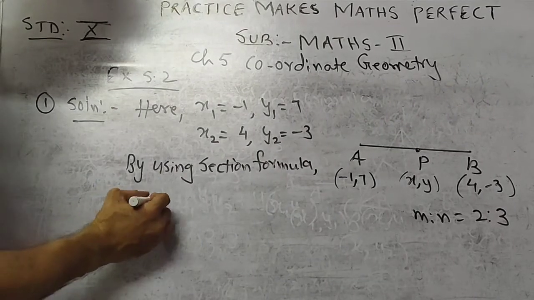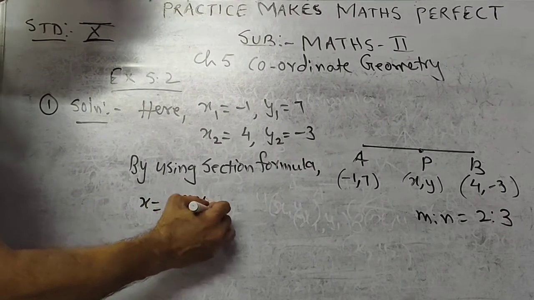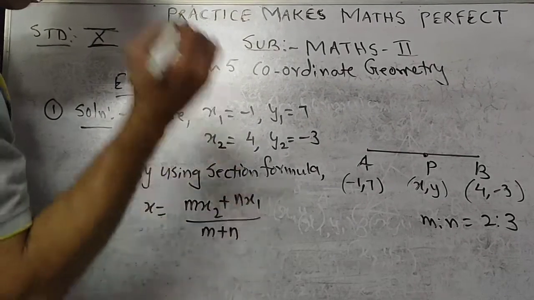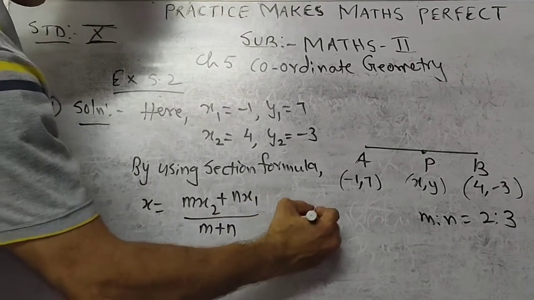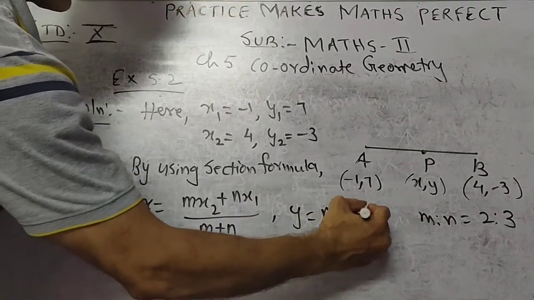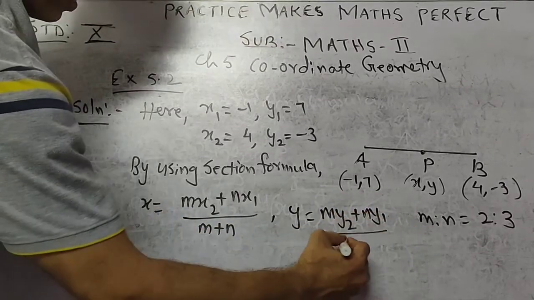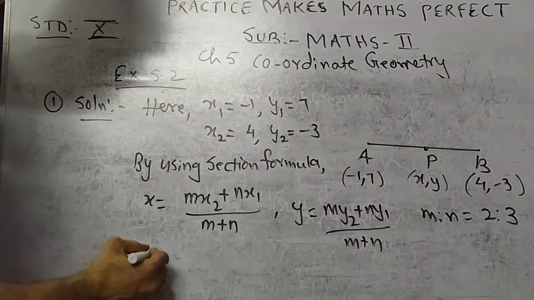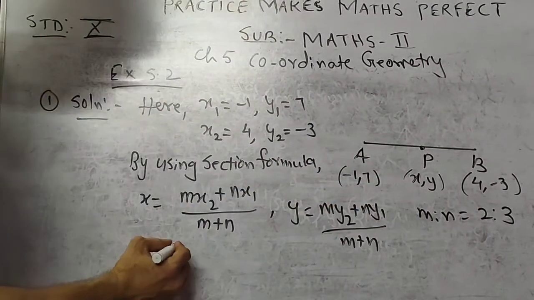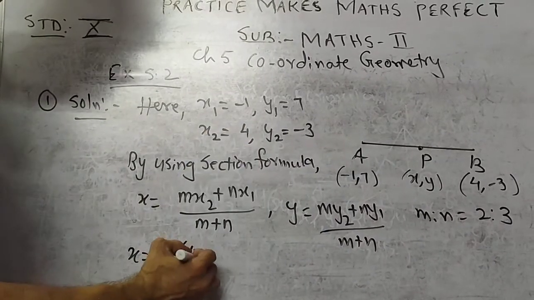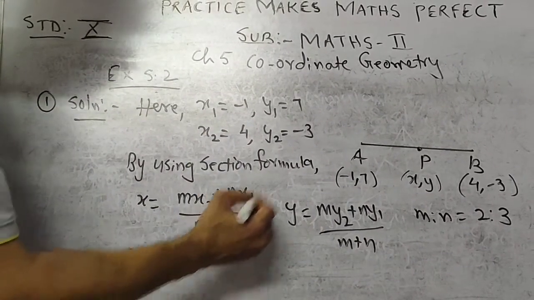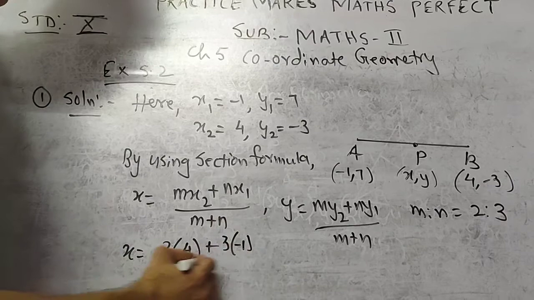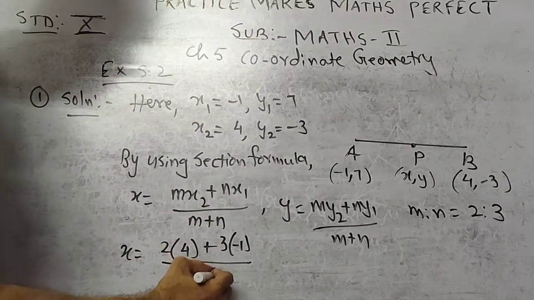the formula is x is equal to mx2 plus nx1 upon m plus n, and y is equal to my2 plus ny1 upon m plus n. These two formulas you will use. So x is equal to m is 2 into x2 is 4, 2 into 4, plus n is 3, x1 is -1, upon m plus n, 2 plus 3.